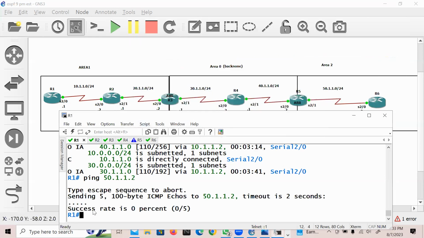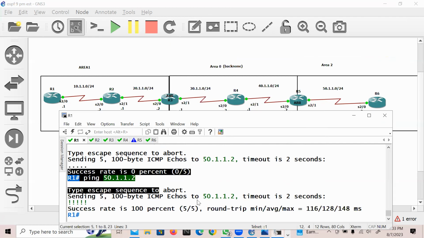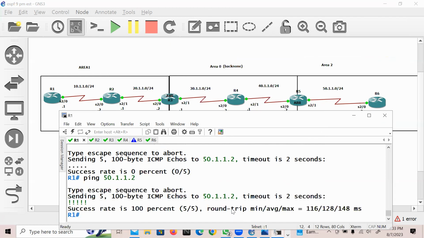So now this is the basic step. I will try ping again, same IP. So see, it started working. So that is the basic step.